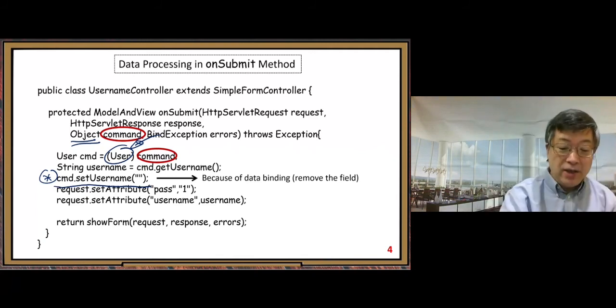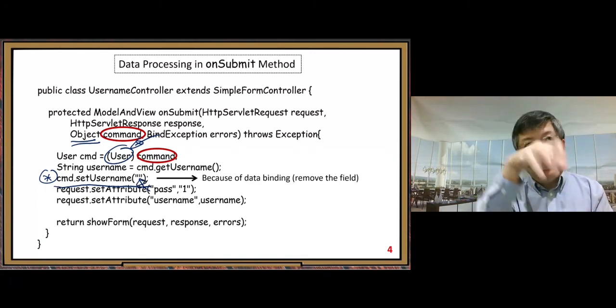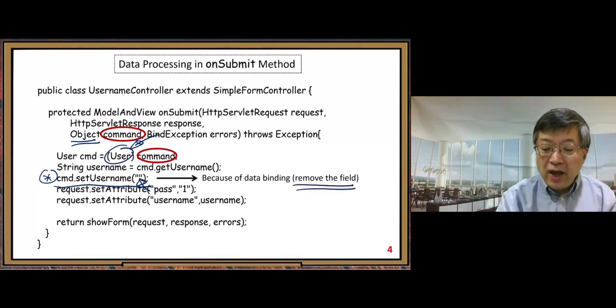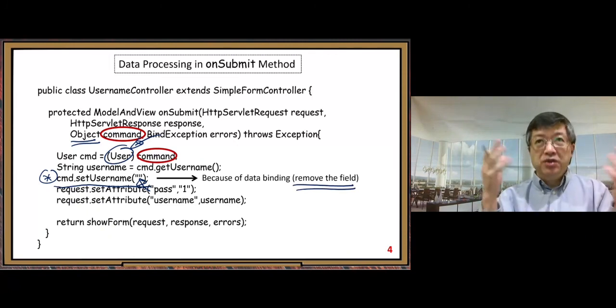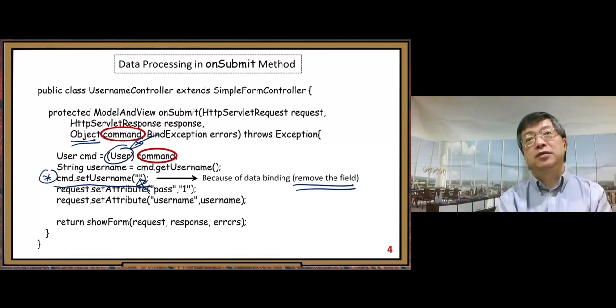So to do that, that's why after we get the data, we retrieve the data, we remove it. We remove the data corresponding to the input field. Then the user will not see the username in the input field. So that's simple. That's a special consideration you need to be aware of.